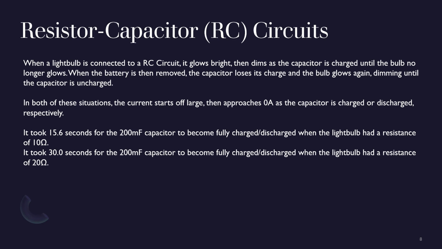It took 15.6 seconds for the 200 millifarad capacitor to become fully charged and discharged when the light bulb had a resistance of 10 ohms, and it took 30 seconds for the 200 millifarad capacitor to become fully charged or discharged when the light bulb had a resistance of 20 ohms.